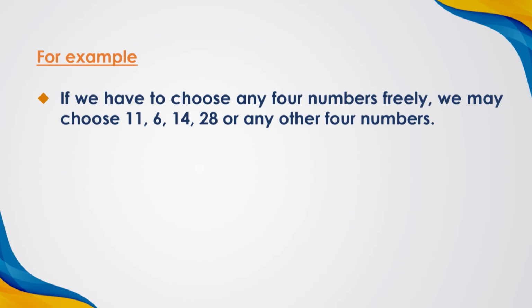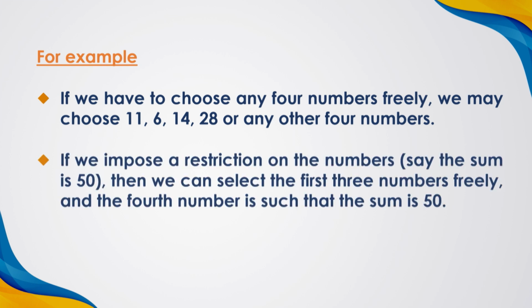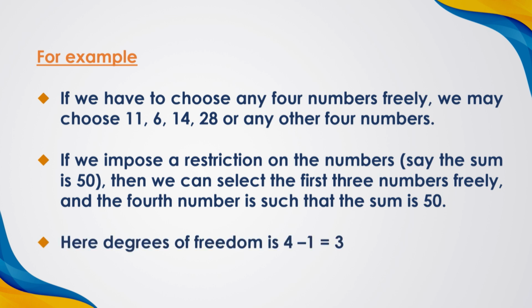If I ask you to choose any 4 numbers, you will choose any 4 numbers, as like I have chosen here 11, 6, 14, 28. You can choose any 4. Now we impose a restriction on these numbers, say the sum should be 50. Now you have to select 4 numbers whose total should be 50. Now the first 3 numbers can be chosen freely, but the last 4th number is such that the sum should be 50. It means that your 4th number has lost its freedom. It means 4 minus 1, that is 3 degrees of freedom.